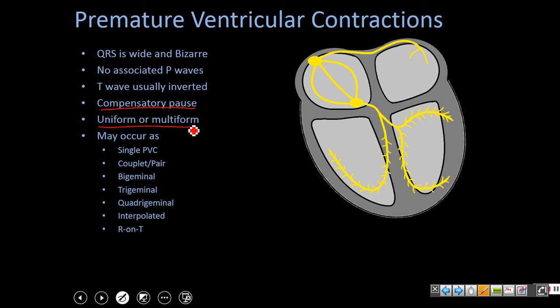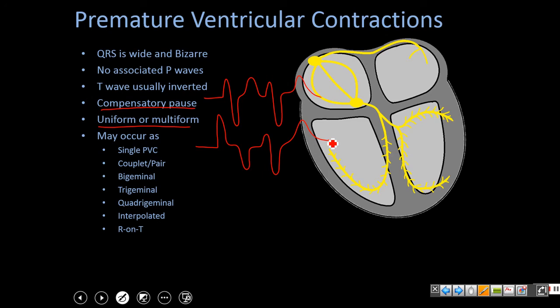PVCs can be uniform or multiform. So a uniform pair of PVCs, you would say they look the same, like that. However, a multiform pair might look like this. A multiform pair of PVCs would imply that each PVC came from a different location. Whereas the uniform PVCs, you would expect maybe they came from the same location.